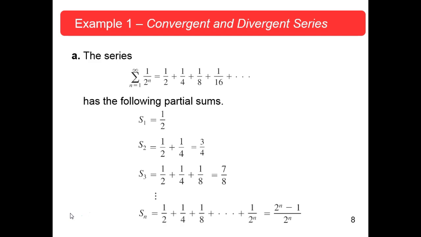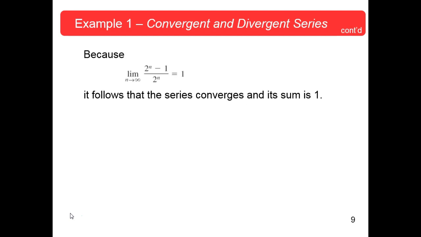Now, they haven't shown you how to do this yet, but do the ratio of those two. Generally, that's a good, handy way to do it. All right? Because that's true, it follows that the series converges and its sum is 1. Okay?